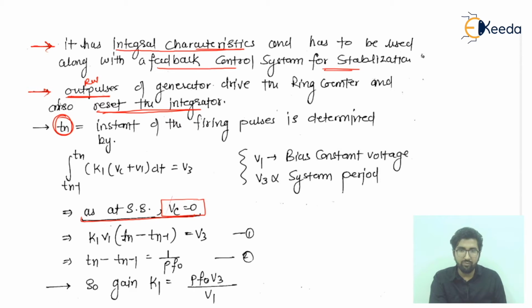After putting this value, we get K1 V1 times (Tn minus Tn minus 1), which is equal to V3. We have named it equation number 1. For the second one, Tn minus 1 equals 1 upon Pf naught, which we discussed in the previous one. After comparing these two equations, we can simplify and get the value of K1. That is, the gain K1 is equal to Pf naught V3 upon V1.